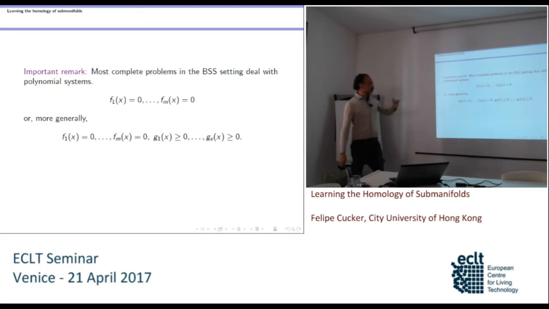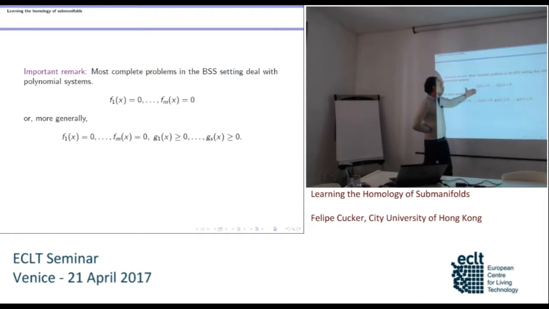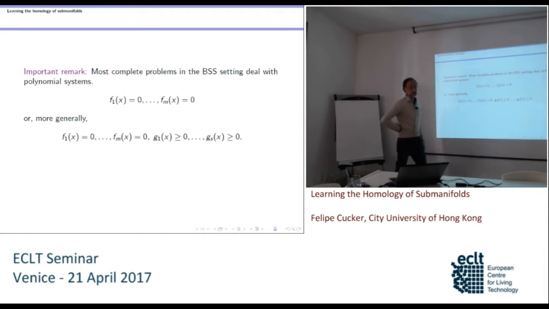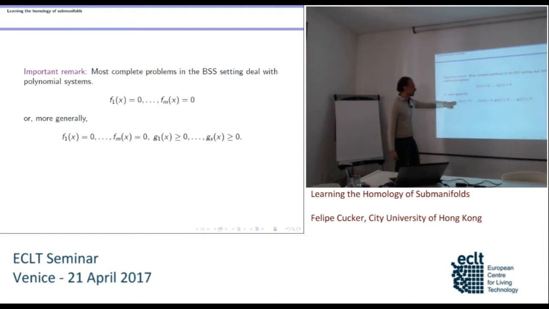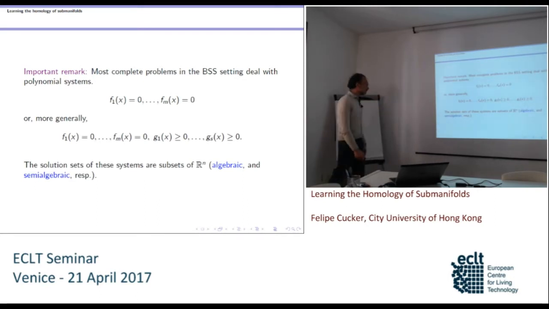Now, this is the first thing, okay. Most complete problems in the BSS setting deal with polynomial systems. We have polynomials f1, ..., fm, and we have either systems of equalities, like this one, f1 equals 0, ..., fm equals 0. This defines a set, which are called algebraic sets, the heart of algebraic geometry. Or more generally, which is definitely more complicated, I allow for equalities and inequalities. These are called semi-algebraic sets. Okay?